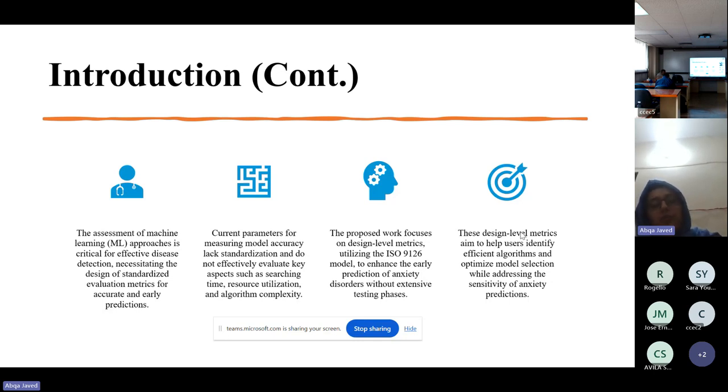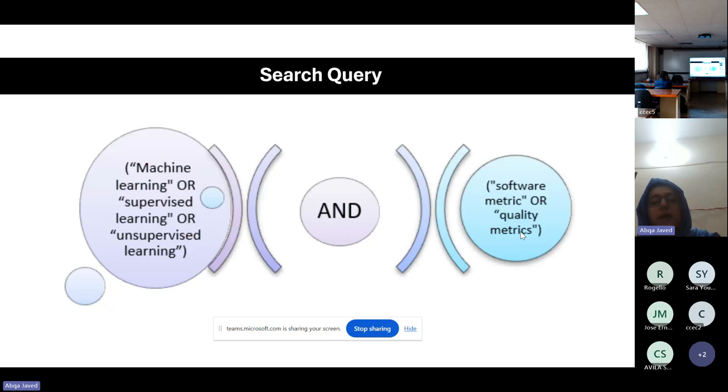In our proposed framework, we focus on design level metrics, utilizing the ISO 9126 model to enhance the early prediction of anxiety disorders without extensive testing phases. Basically, it evaluates the model before going to the evaluation phase. These design level metrics aim to help users identify efficient algorithms and optimize model selection while addressing the sensitivity of anxiety predictions. Here is our search query string that we applied to find data from online repositories, such as Google Scholar and many more.